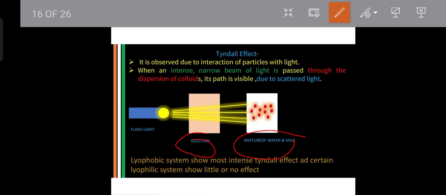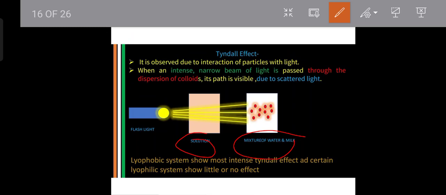In the Tyndall effect, the property shown by a light source is the scattering of light. If any dispersed phase particle, for example a dust particle, is present in the atmosphere or any dispersion medium, light can scatter on that particle. After scattering, we can observe that particular object due to the scattering of light.